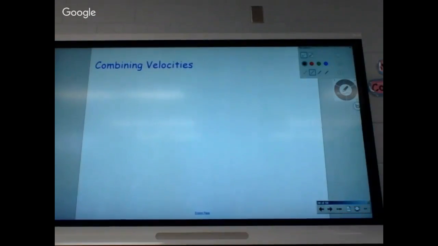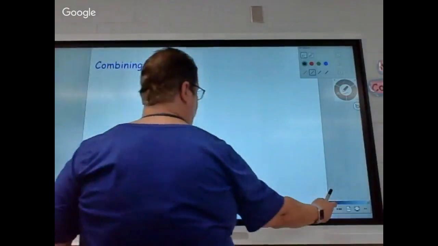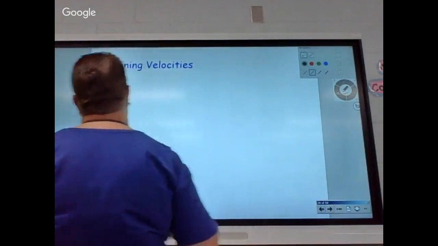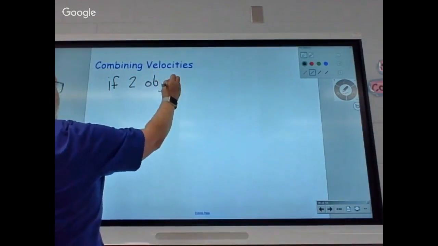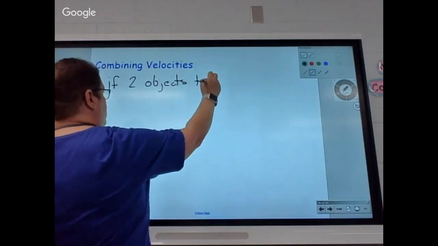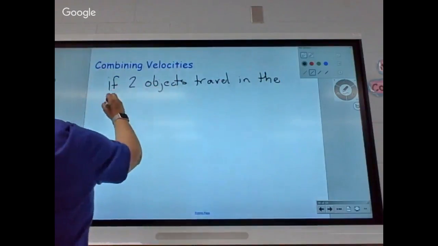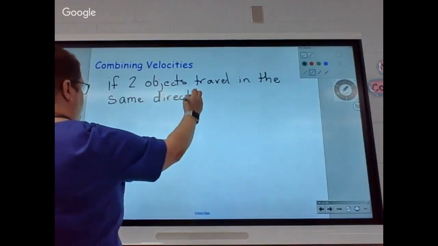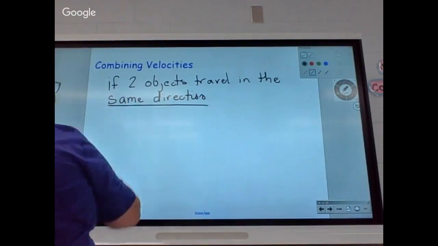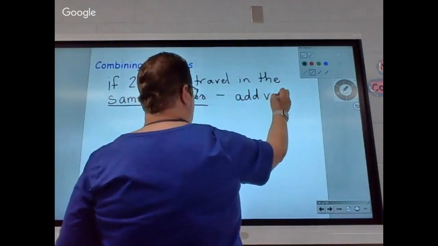All right, the rule that we need to talk about, this is the last rule other than basic math, is combining velocities. Did I write the rule? Nope, I didn't. I got to write it. If two objects travel in the same direction, we add the velocities.